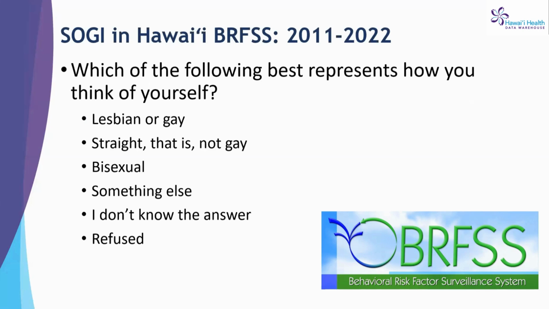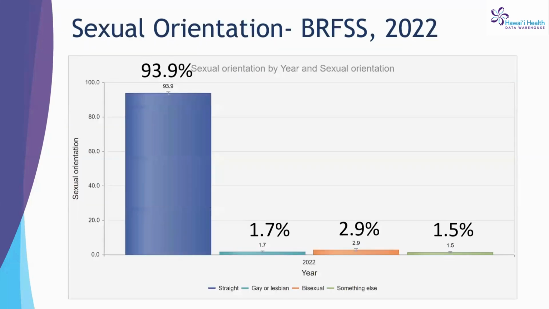Although there have been minor changes in the wording over the years, we're still able to trend the data from 2011 to 2022. The categories are straight, gay or lesbian, bisexual, and something else. Here's our most recent data. It shows that more than 6% of adults in Hawaii identify as something other than straight. This equates to over 66,000 adults in the state.